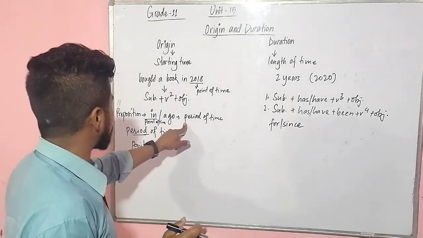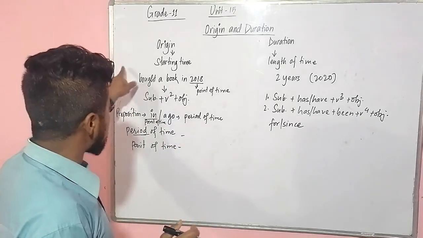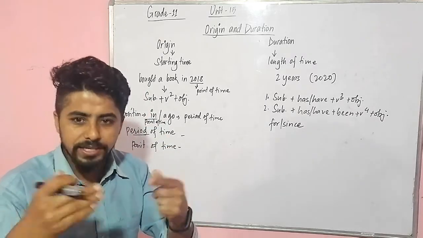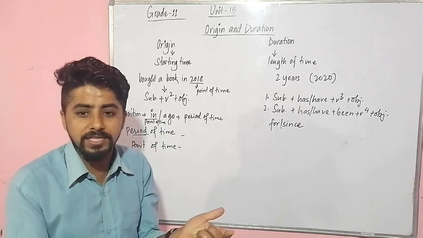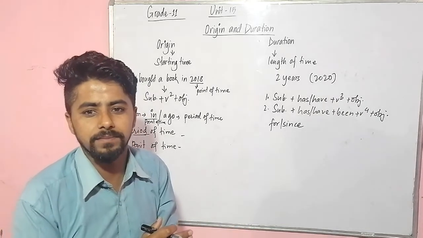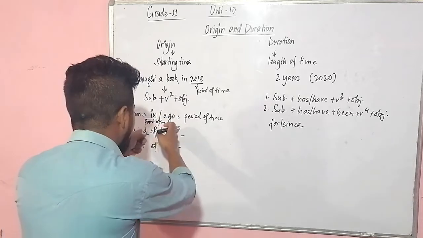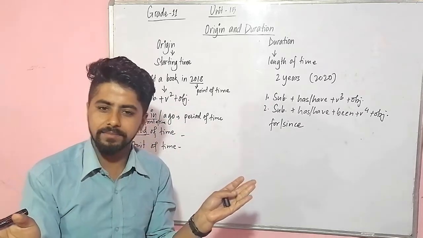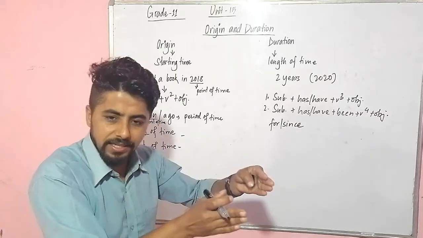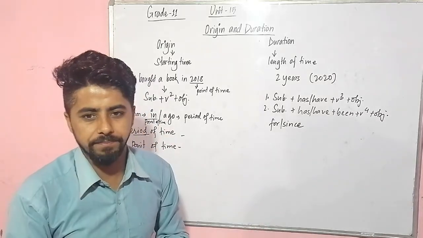Similarly, when you use period of time, I bought a book 2 years ago. 2 years means it is period of time. That's why ago is used here. So how to use in and how to use ago, is it clear? Ago is used with period of time, whereas in is used with point of time.